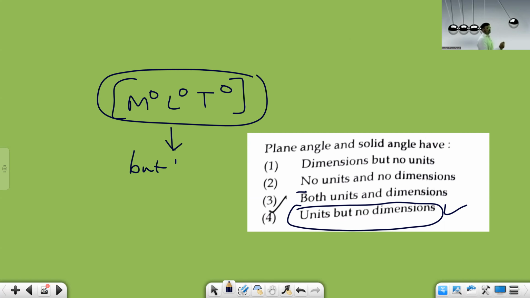The topic is concerned with the plane angle and solid angle. Generally, in units and dimensions, if there are no dimensions, units also will not be there. But the special quantities which have units but no dimensions are plane angle and solid angle. These are supplementary fundamental quantities.